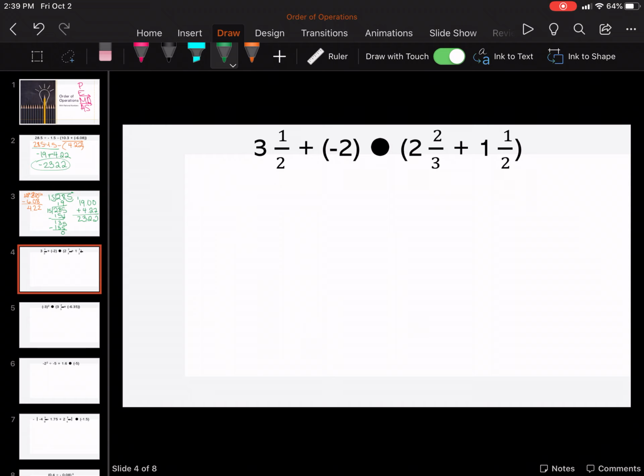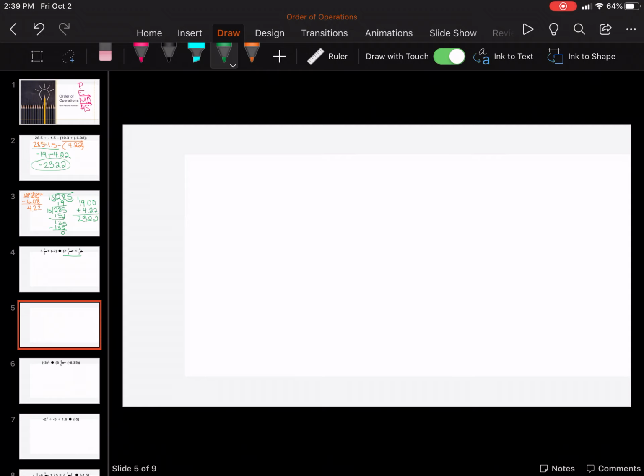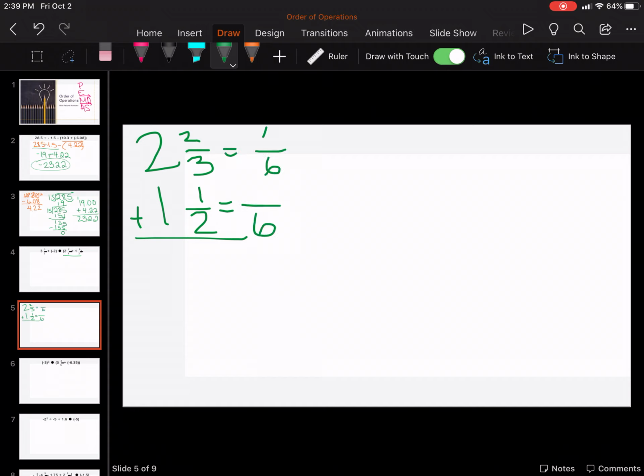Okay, so for this one, I would go fractions because it's all fractions. So start with what's in the parentheses. I'm going to insert my new slide. So I'm going to add 2 and 2/3 plus 1 and 1/2. Common denominator of 6 becomes 4/6 and 3/6, which is 7/6. 3 and 7/6, which is 4 and 1/6.